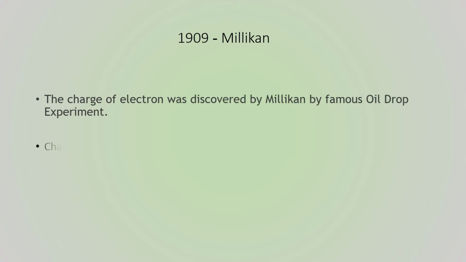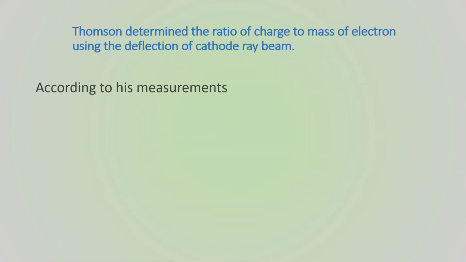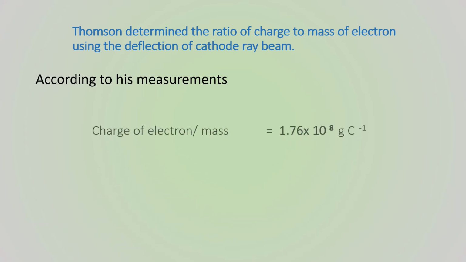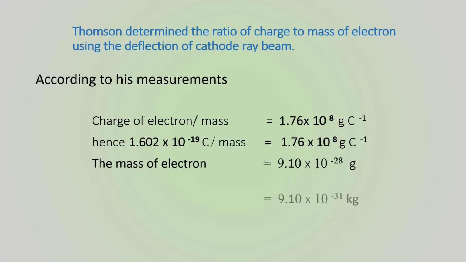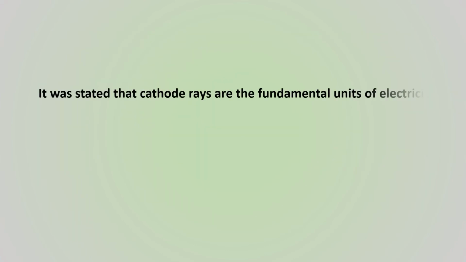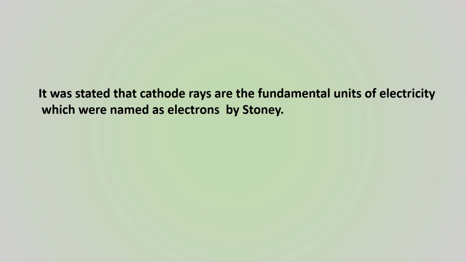Millikan discovered the charge of the electron by his famous oil drop experiment. Thomson determined the ratio of charge to mass of the electron using the deflection of the cathode ray beam. The charge of the electron was known and the mass of the electron could be calculated. It was stated that cathode rays are the fundamental units of electricity, which were named electrons by Stoney.